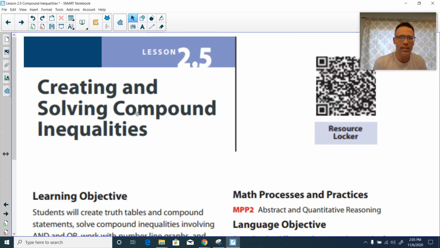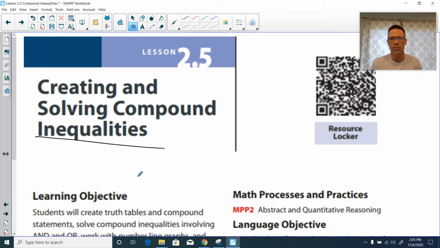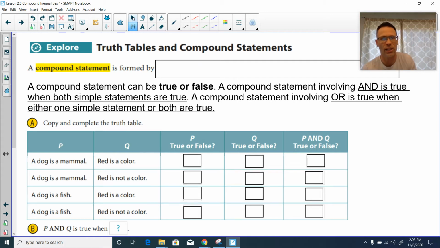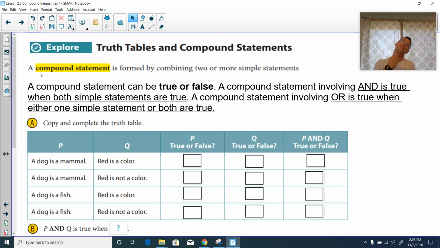All right, digging into today's stuff, compound inequalities is what we're talking about. Today we're putting two inequalities into one statement. We're going to start off with a little bit of an exercise in truth tables. Definition you guys got to get: compound statement. What is a compound statement? A compound statement is formed by combining two or more simple statements. Remember, at any moment you can pause this video to catch up and write this stuff down. A compound statement can be true or false. And these are the two main words we're going to be dealing with here.